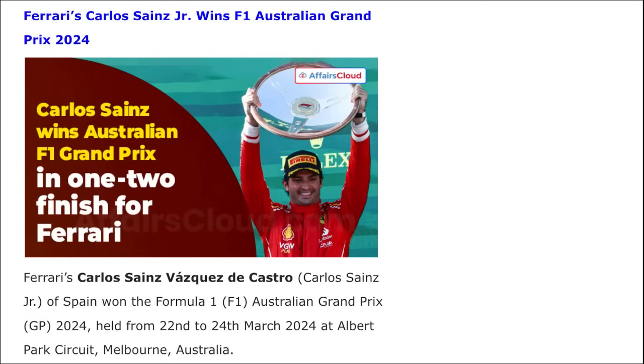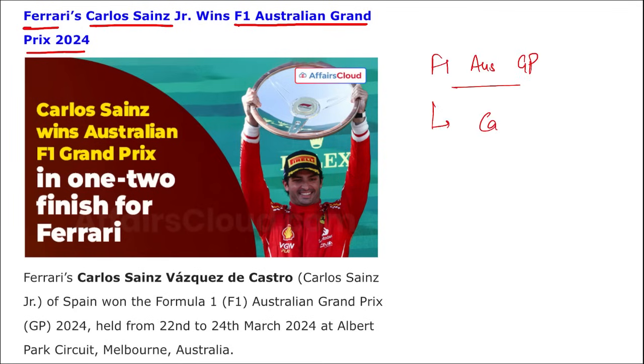Next is sports. Here remember, Ferrari's Carlos Sainz Jr. has won the F1 Australian Grand Prix. So who won F1 Australian Grand Prix? It was won by Carlos Sainz Jr., right? He drives for Ferrari. And he is of Spain. And he has won the F1 Australian Grand Prix.